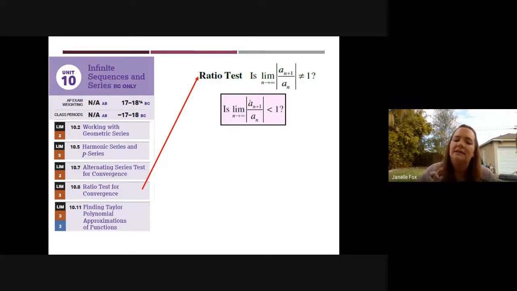If you can get the limit as n approaches infinity of the absolute value of your n+1 term over your nth term to be less than 1, then boom, that baby totally converges.